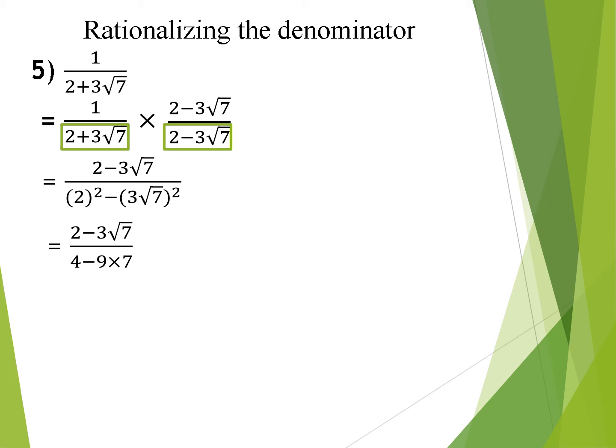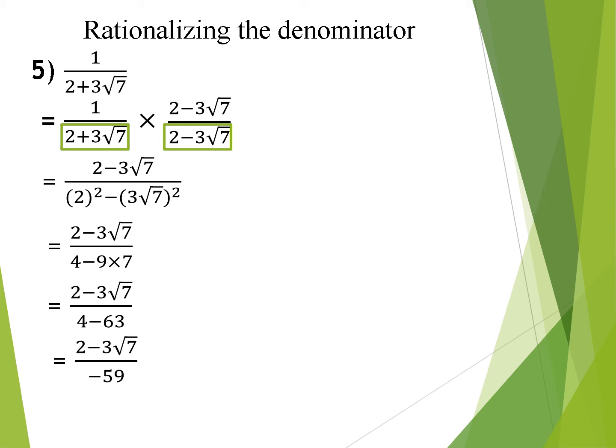Again the numerator remains the same. 2 square is 4. 3 square is 9. Root 7 square is 7. So we get in the denominator 4 minus 9 into 7, which on simplification will give us 4 minus 63. And in the denominator again you will get minus 59.